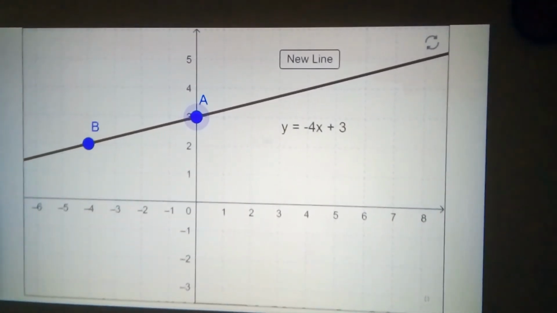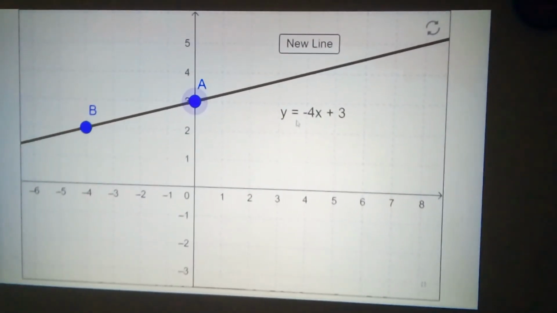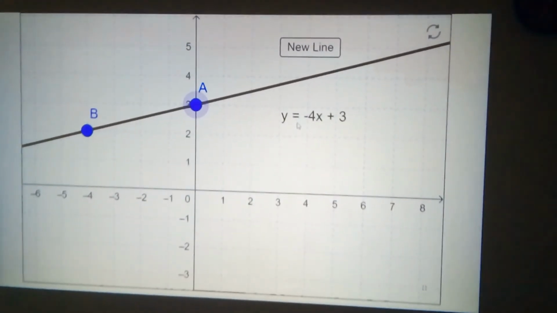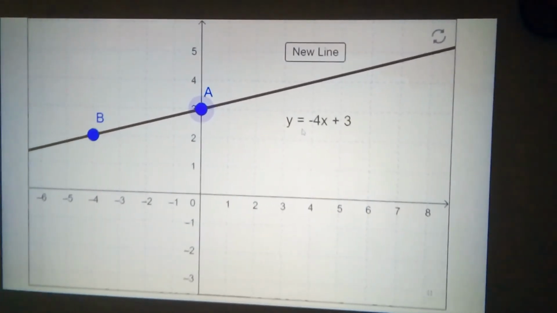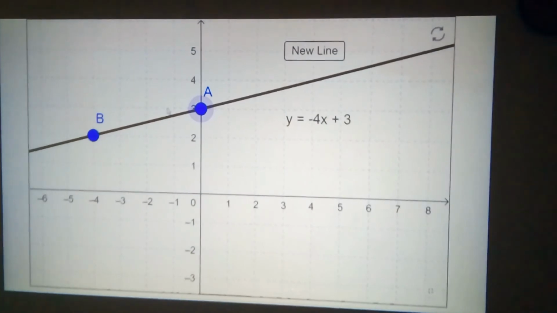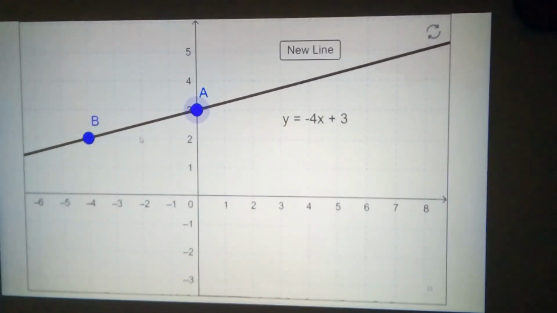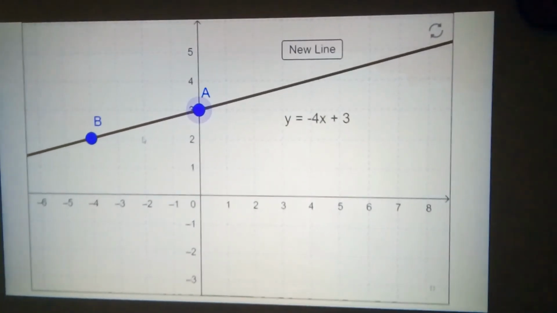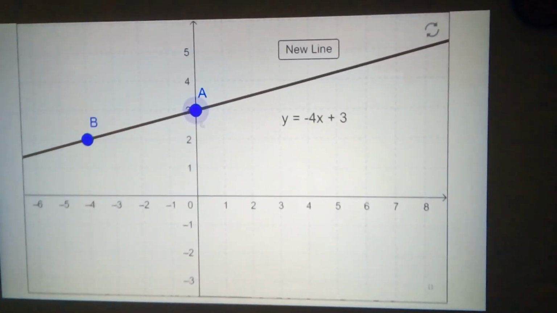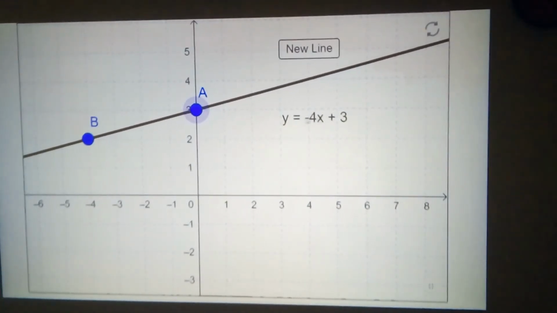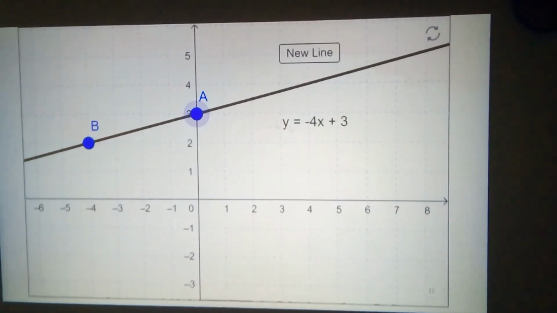Now, the gradient should be negative, right? So I need a negative gradient. Based on how this line is sloped, it has a positive gradient. So I need to adjust the line so that it has a negative gradient, which means that for the run, -4 is the same thing as -4/1. So the run is 1 going across.